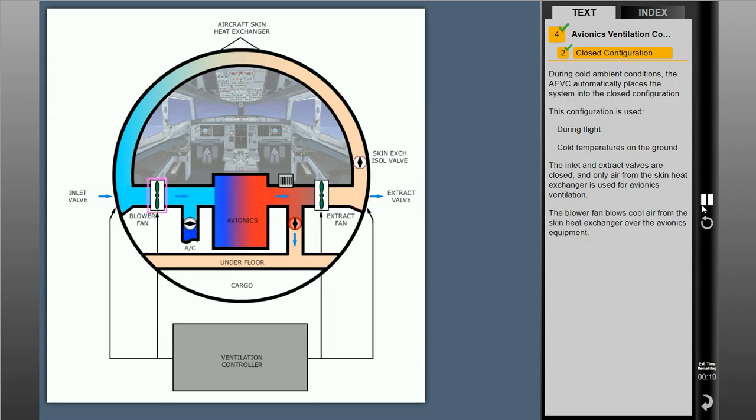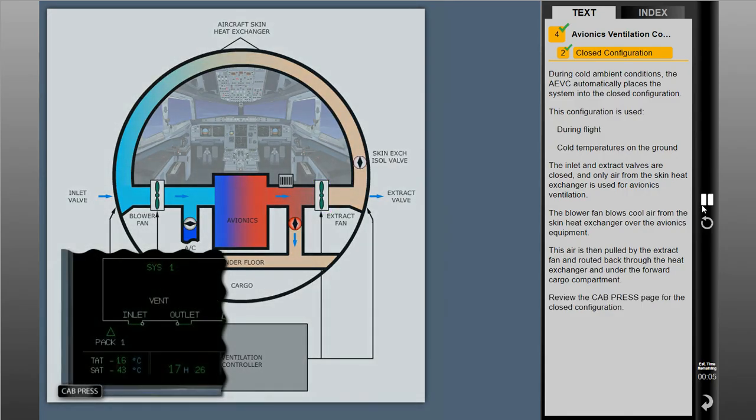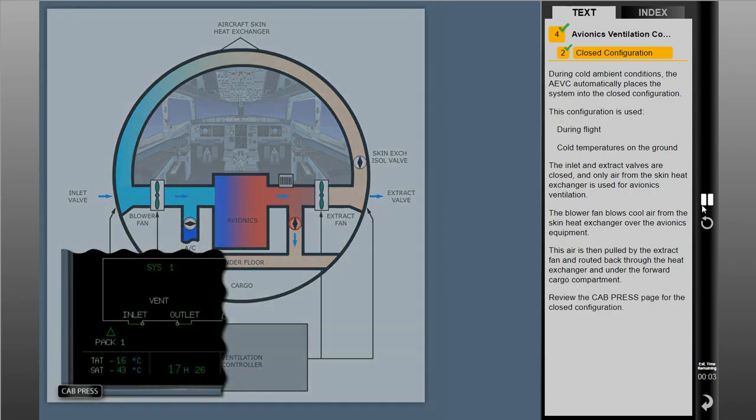The blower fan blows cool air from the skin heat exchanger over the avionics equipment. This air is then pulled by the extract fan and routed back through the heat exchanger and under the forward cargo compartment. Review the cabin pressurization page for the closed configuration.